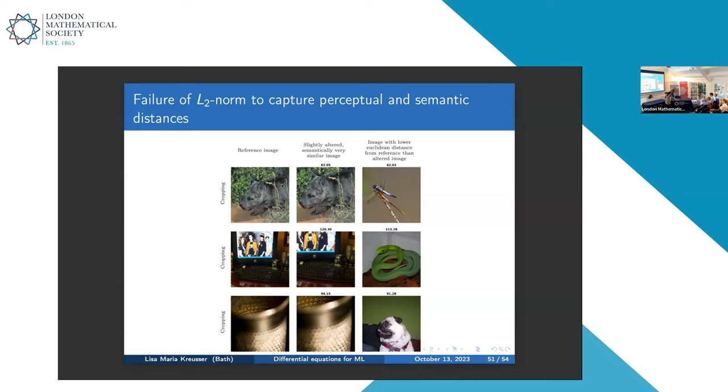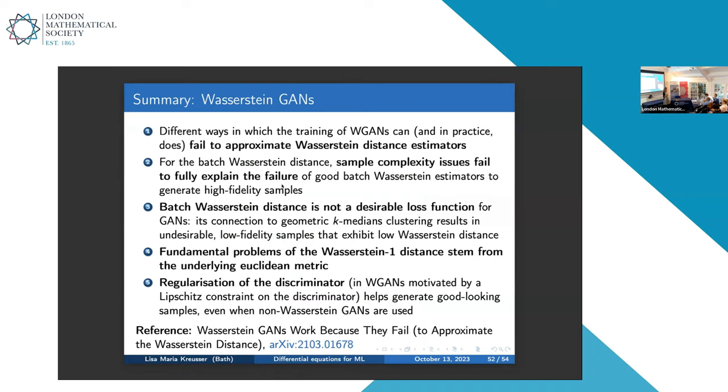And yeah, just to summarize in terms of the Wasserstein GANs, we looked at different ways of training Wasserstein GANs, which seem to fail to approximate the Wasserstein distance correctly. And there are several issues behind that, why the batch Wasserstein distance wasn't really the best choice, mainly in terms of sample complexity issues. But since we were still not completely satisfied with the Wasserstein distance, we looked a bit further, and it seems that there might be fundamental problems related to the underlying Euclidean distance or the L2 norm.